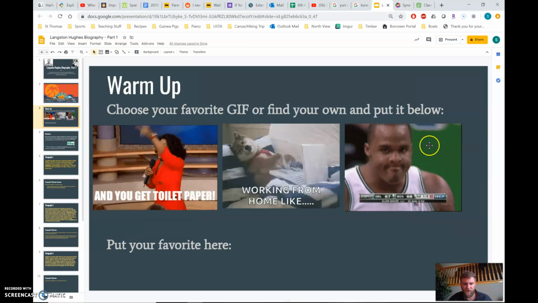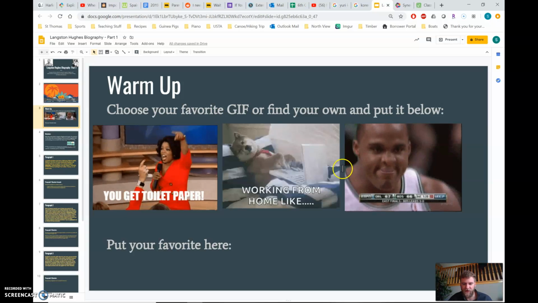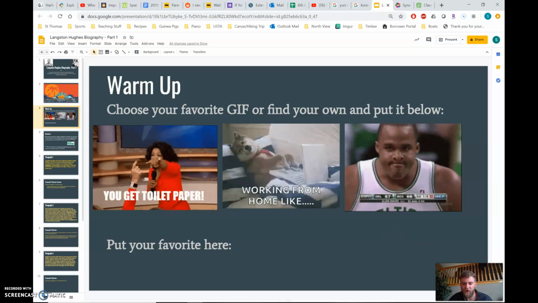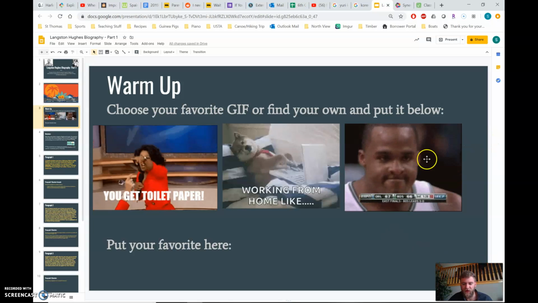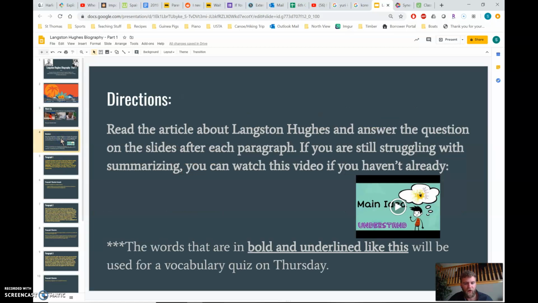So for the warm-up, pick one of these GIFs. I think it's hard to beat Glenn Davis, but this one's pretty good too. I'm excited to see what you pick, or if you have other ones, which ones you find online. I know a lot of them are probably blocked for you, but all right.